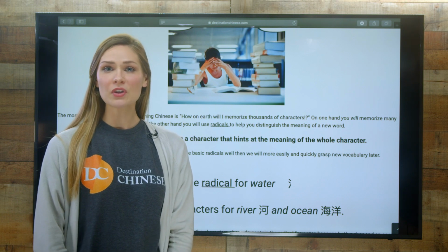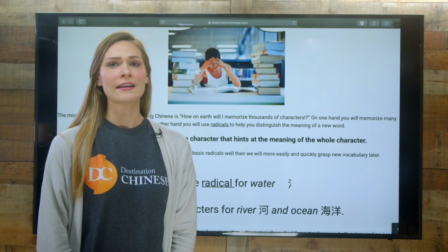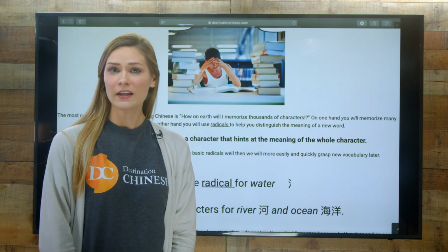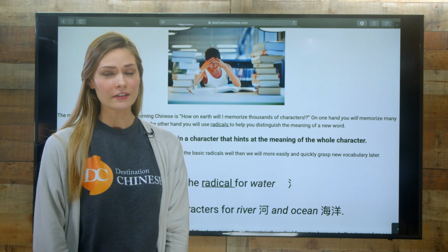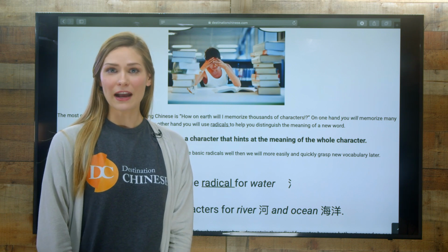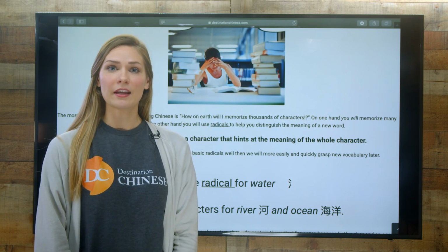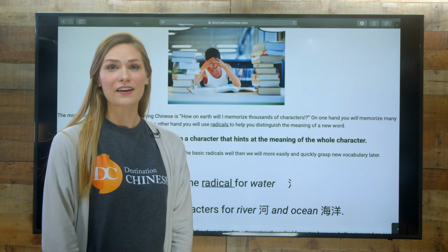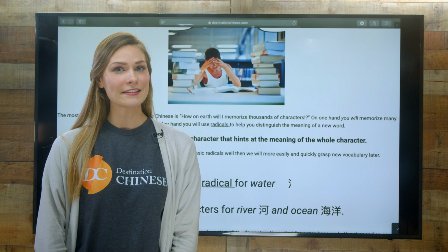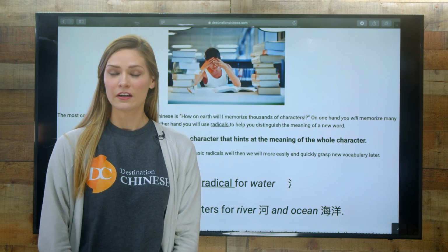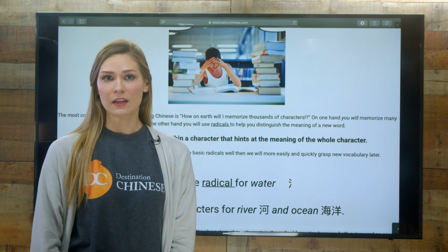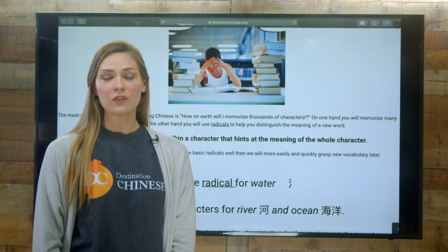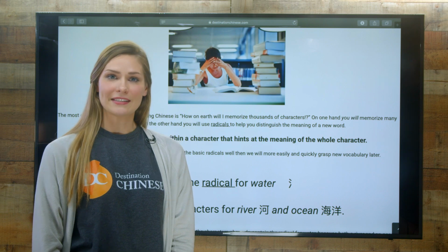So first, the most common question when learning Chinese is how on earth will I memorize thousands of characters? Well, on one hand, you will memorize many characters, but on the other hand, you will use radicals to help you distinguish the meaning of a new word. So what is a radical? Radicals are context clues within a character that hint at the meaning of the whole character. You see, Chinese is a building blocks language. If we learn the basic radicals well first, then the rest of Chinese will come to us a lot easier.